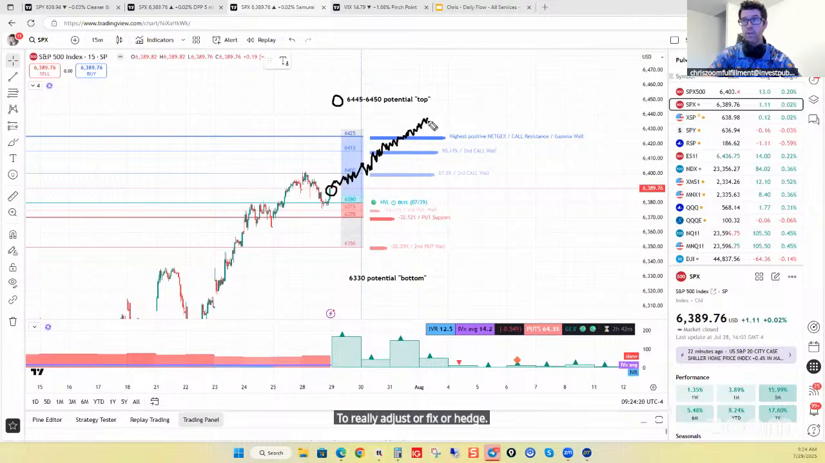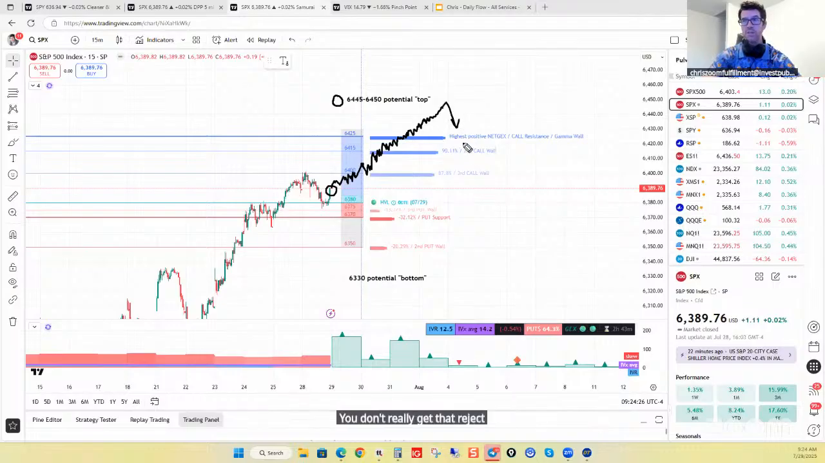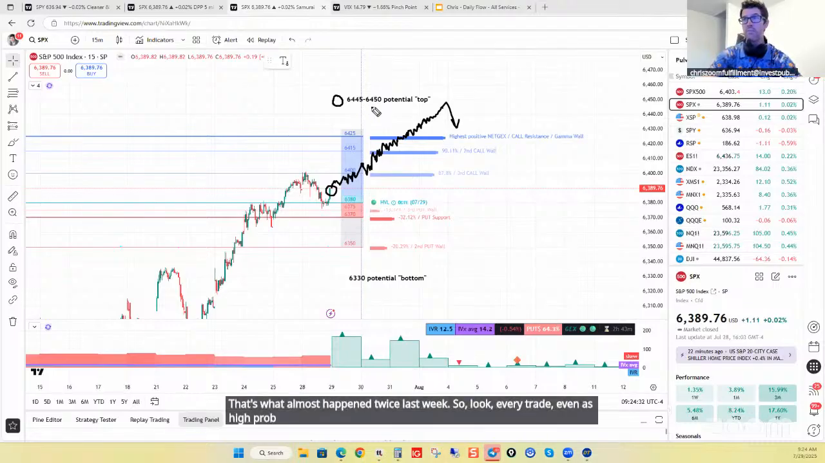And so when the market goes up all day to try to close near this top at the end of the day, you don't really get that rejection that you want to see. That's what almost happened twice last week. So look, every trade, even as high probabilities I try to make every trade, there's still risk.